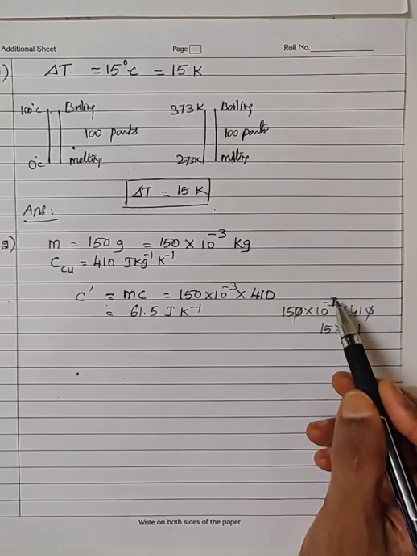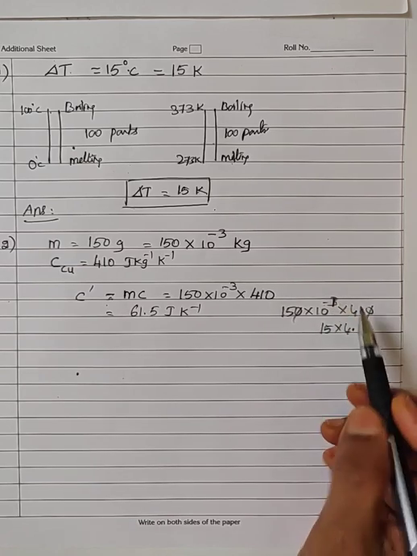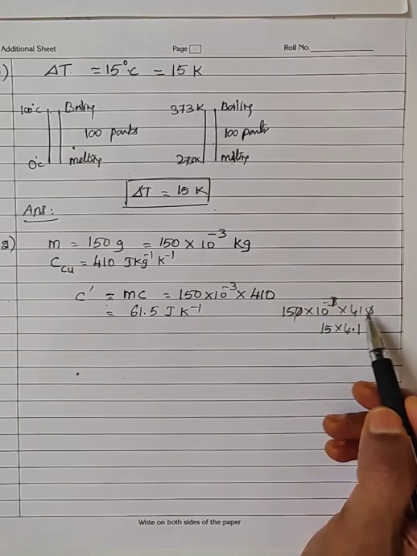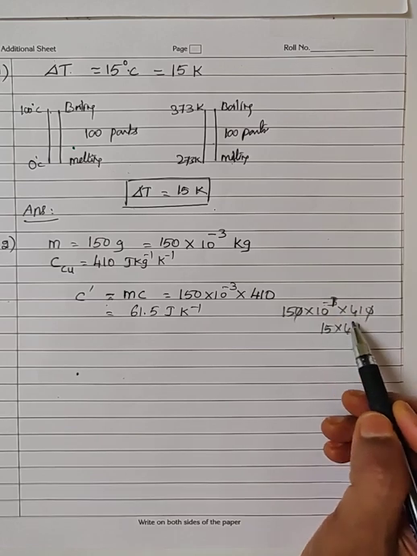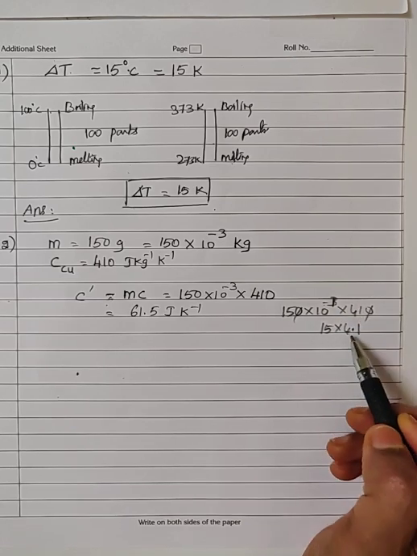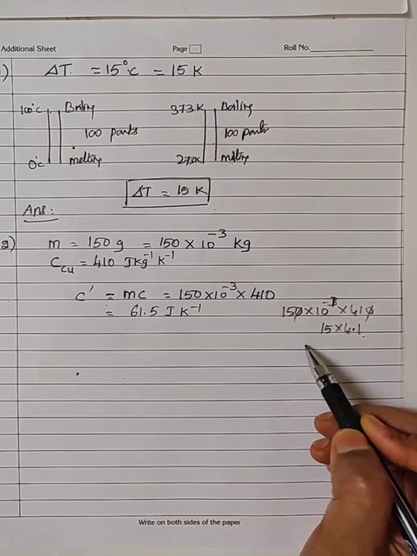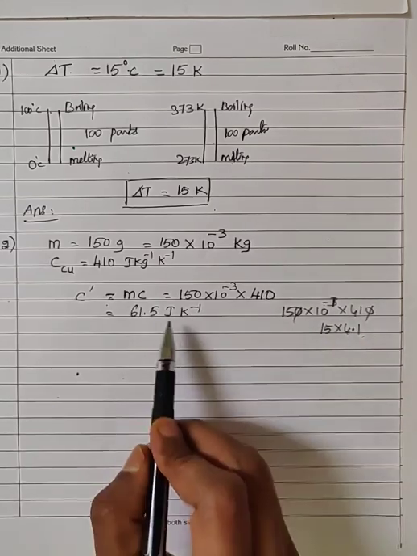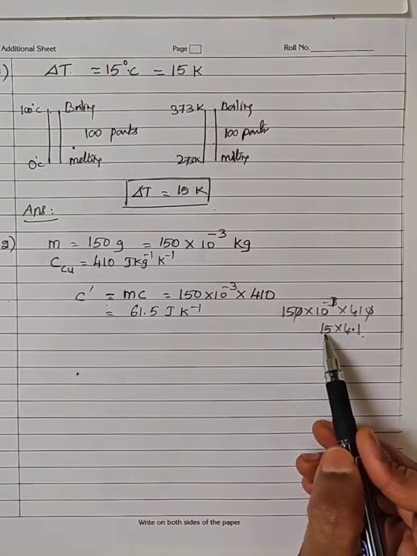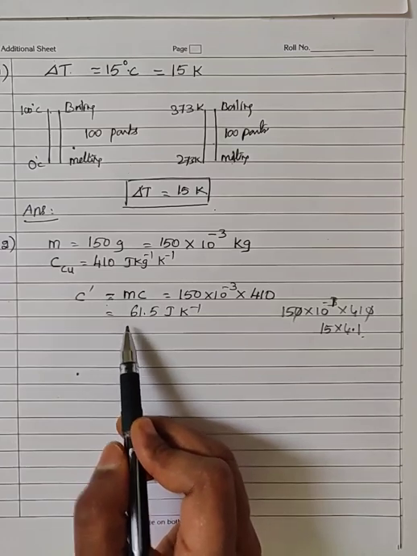The zeros and all you can cancel for 10 power minus 3. So 10 power minus 1. 10 power minus 1 into 41, you can write that as divide by 10. 41 divided by 10 is equal to 4.1. Then you multiply. 15 is 15. Remaining 1. 4 15s are 60. 60 plus 1 is equal to 61.